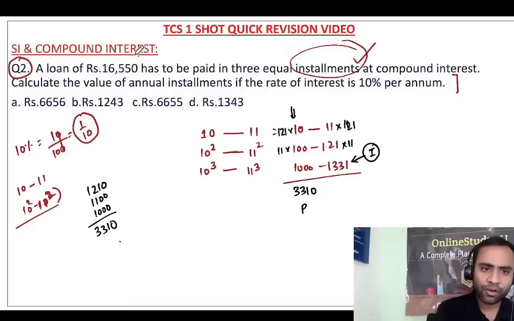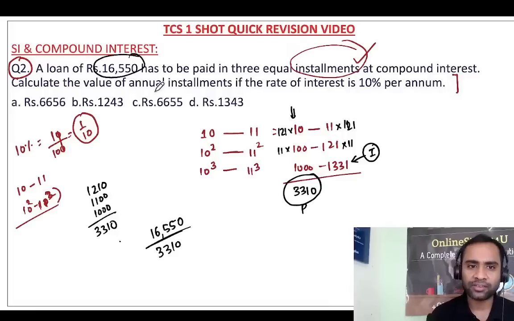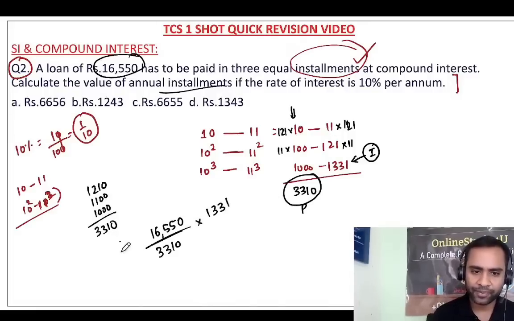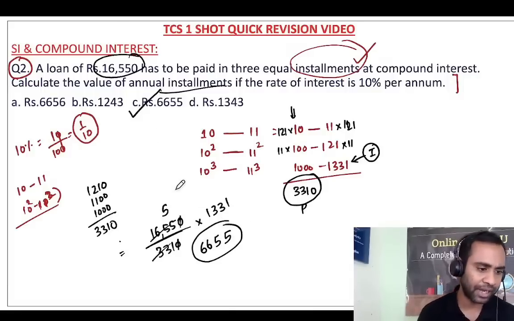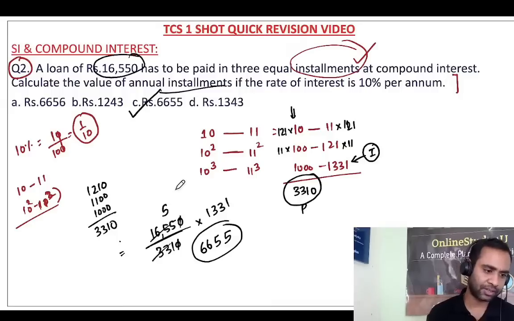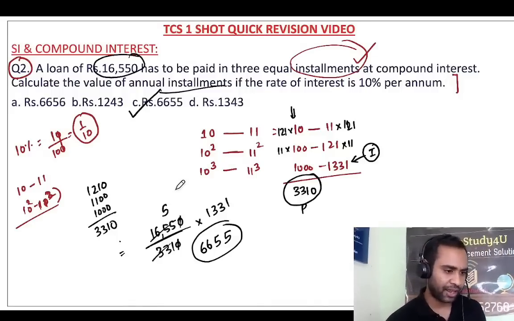Now, in the question, what has been given? This much amount you have taken, so it equals 3310 units. They are asking for the annual installment, so multiply by the installment. This is 5 times, so 5 1s are 5, and this becomes 66, so 6655. Option 3 will be the correct answer, so option C is correct for everyone. Is it clear?